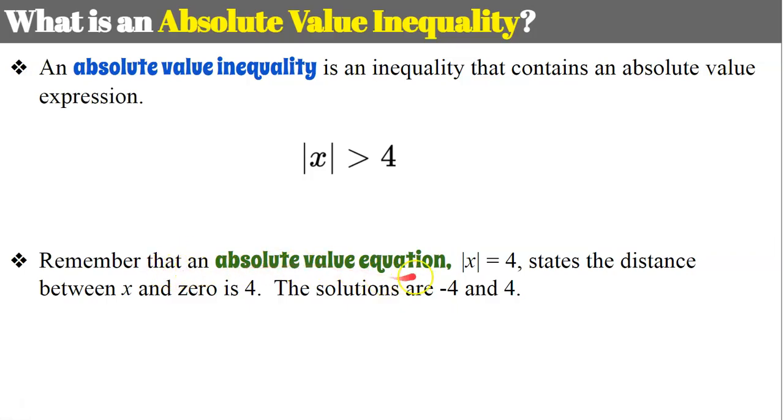Remembering that an absolute value equation could be something like this. The absolute value of x is equal to 4. So what's different today is you're going to have greater than, less than, greater than or equal to, or less than or equal to, instead of an equal sign. But remembering back to our previous learning that this states that the distance between x and 0 is 4. And the solutions of this are -4 and 4. So if we can recall our previous learning, and now we're going to apply it to inequalities.